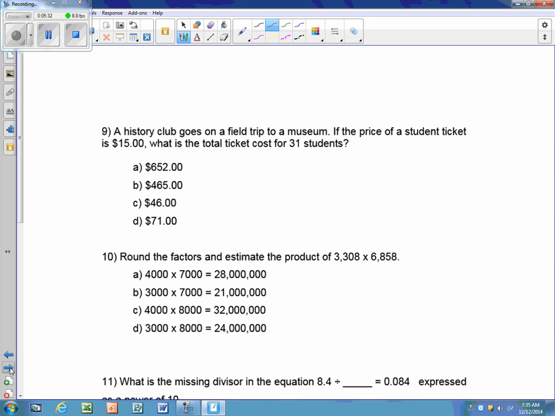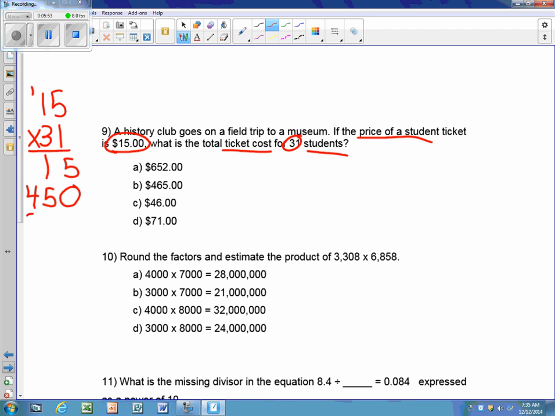Number 9, a history club goes on a field trip to the museum. The price of a student ticket is $15. What's the total cost for 31 students? Once again, I'm going to multiply. I can ignore my zeros and do 15 times 31. And I end up with 465, and I have to remember that I have to put those zeros from the dollars back in, and I have $465.